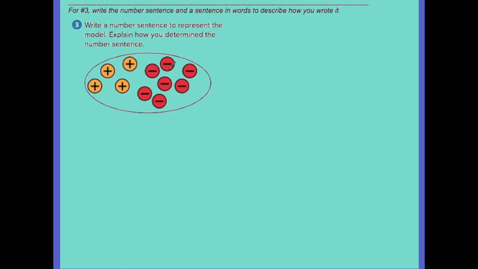Here we have the two-color counter model. It says write the number sentence and a sentence in words to describe it. Okay, so I got 4 positives. And also we have 1, 2, 3, 4, 5, 6, 7 negatives. So 4 plus negative 7.